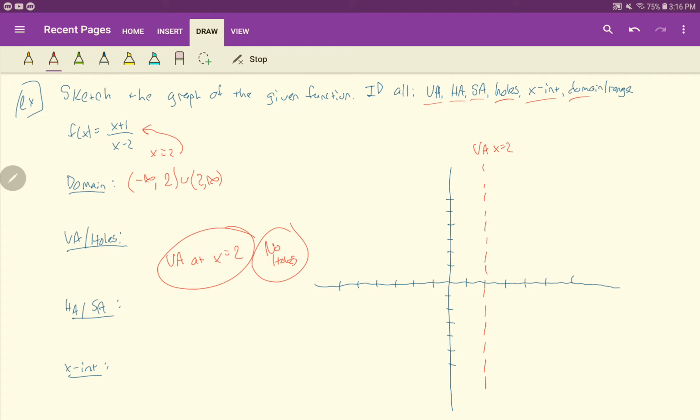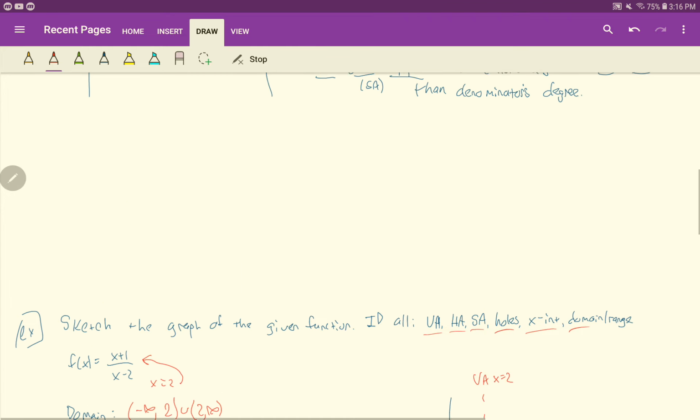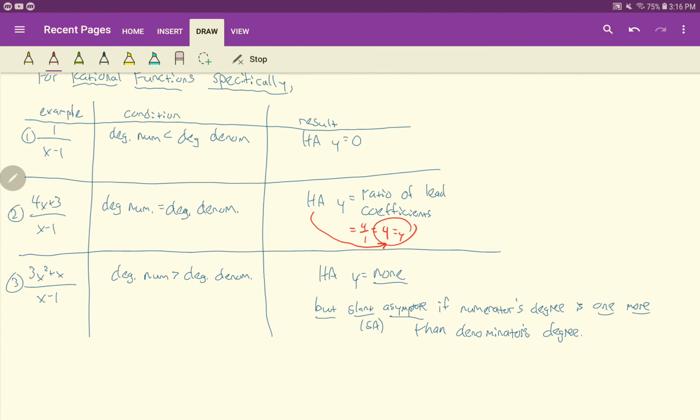All right, so horizontal versus slant asymptote. I told you we're not going to have any of those today, so just a horizontal asymptote. What do we do for horizontal asymptotes? Well, again, it's a rational function. We go back to our little table here. Which scenario do we have? The first one, the second one, or the third one here? Well, it's the second one.